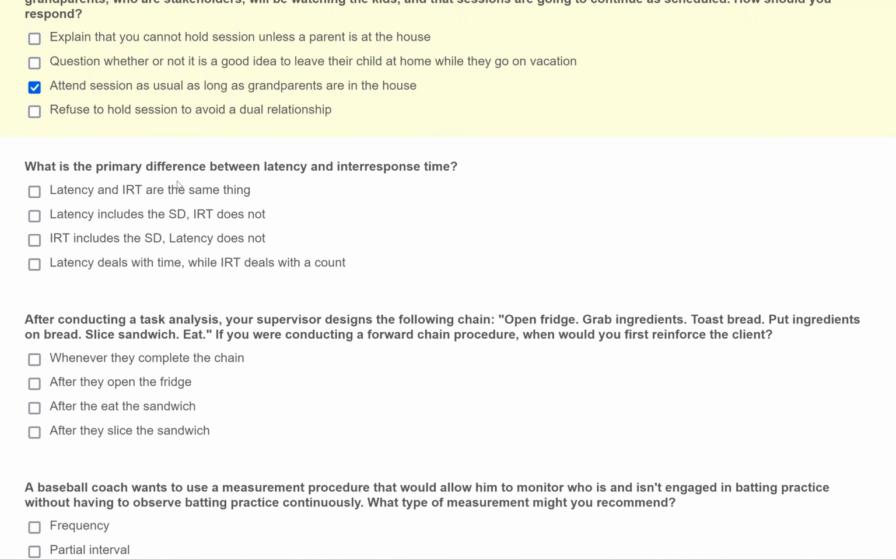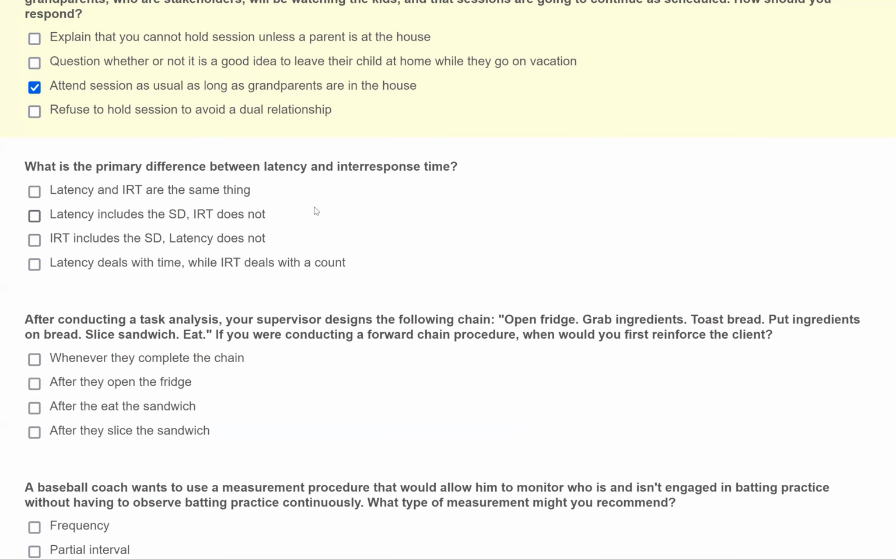So latency and IRT are not the same thing at all. B, latency includes the SD, IRT does not. Okay, so what do we say? Latency is the time in between the SD and the response. So latency does include the SD. Interresponse time is the time in between the response and the next response. No SD in that type of measurement. Okay. B looks pretty good.